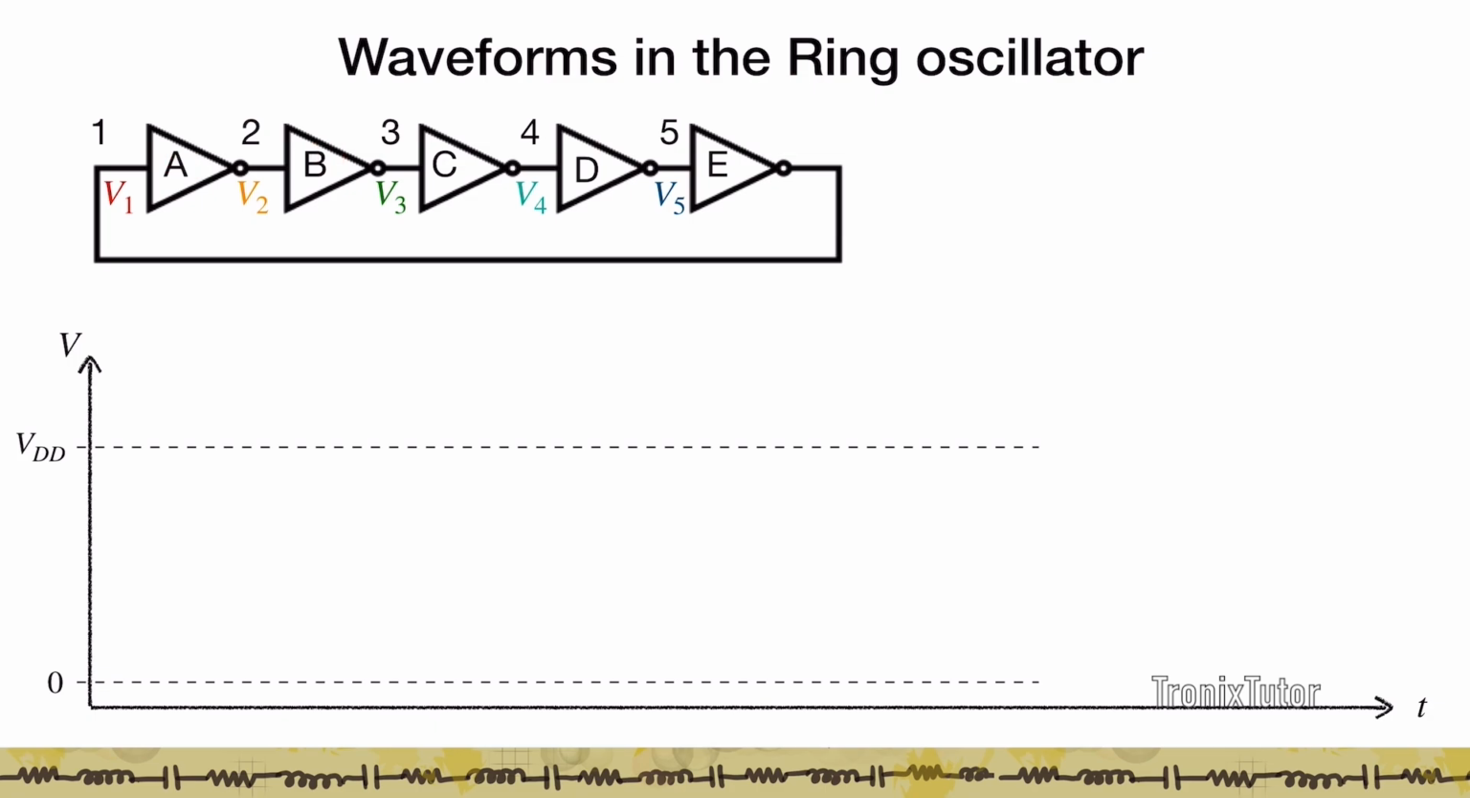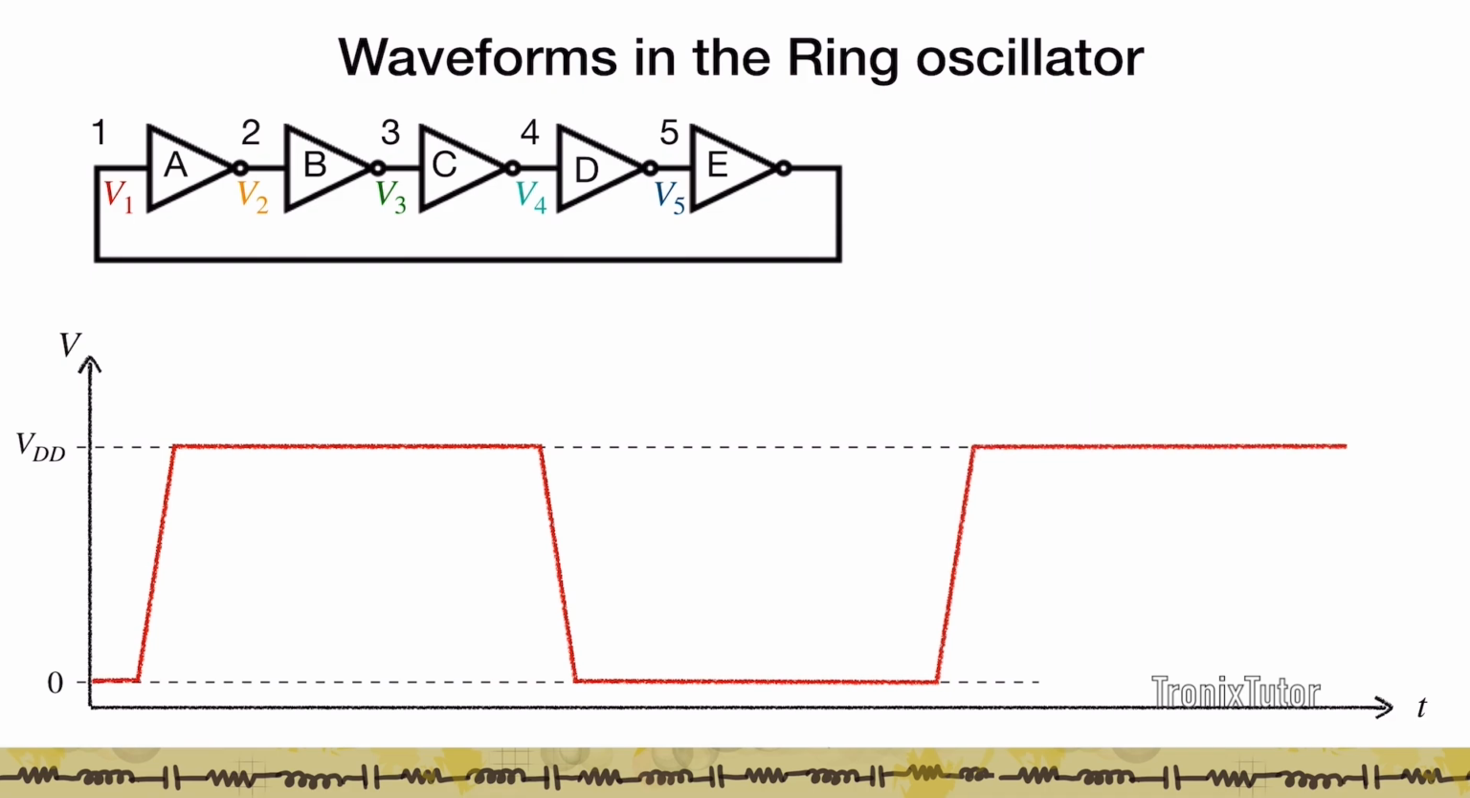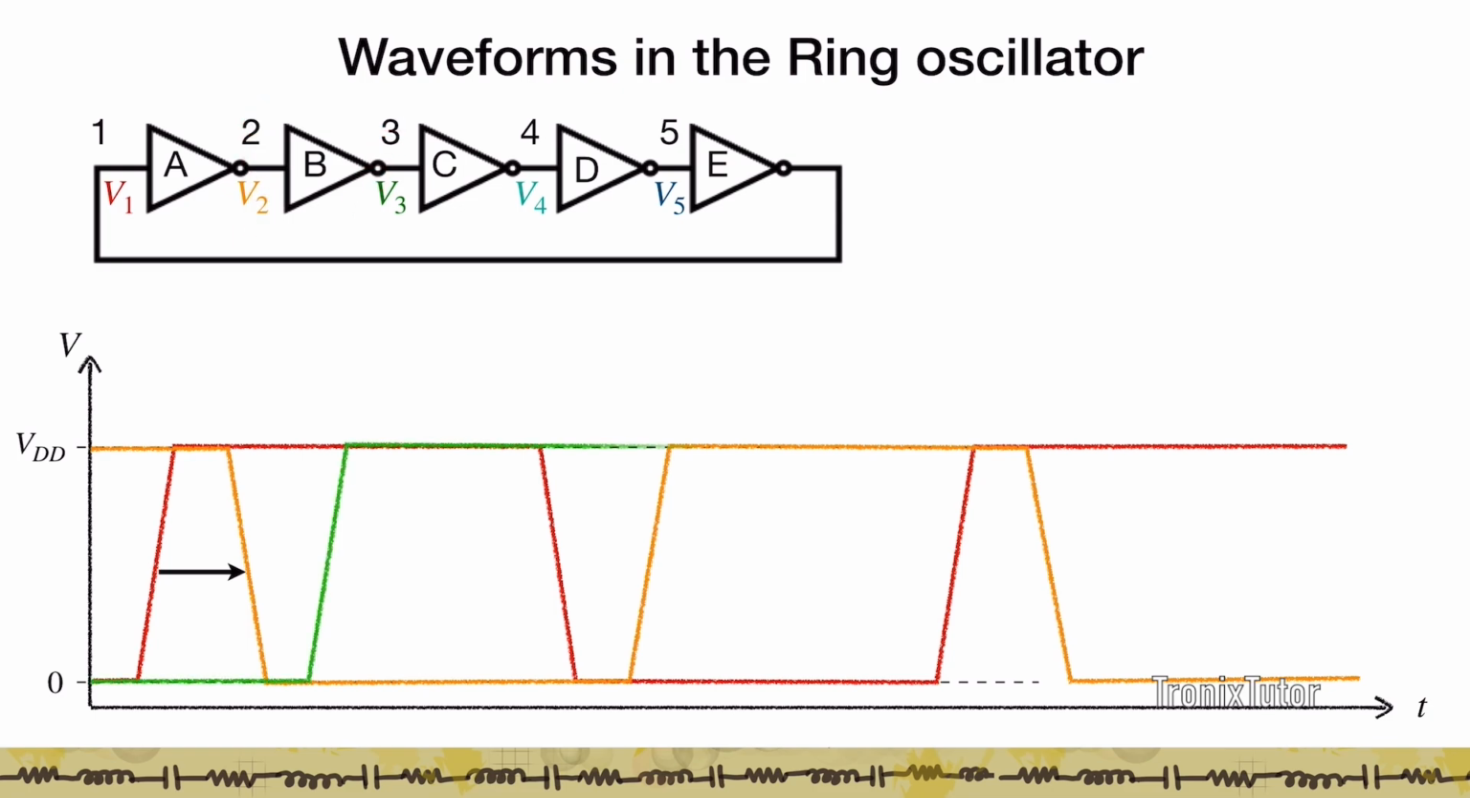So here I have 5 inverters A, B, C, D, E connected in series with the output of E shorted to the input of 1. So let's assume this is the profile of V1. Right? So let's assume V1 initially switches at this point from 0 to 1. When V1 switches from 0 to 1, V2, which was high, will switch from 1 to 0, right? And so V2 will switch from 1 to 0 after a certain delay, and that is going to be the falling delay of this inverter A. Now as V2 switches from 1 to 0, V3 switches back from 0 to 1. So V3 switches back from 0 to 1, and so now we have a rising delay from V2 to V3.